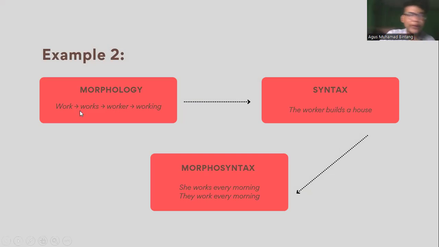Same as before, we can add a suffix to the word work. Add s at the end to be works, add the suffix er at the end to be worker, and add ing at the end to be working. Syntax is also the same, it can build a sentence. And morphosyntax is the same as before: "She walks every morning" and "They walk every morning." It can build singular and plural.